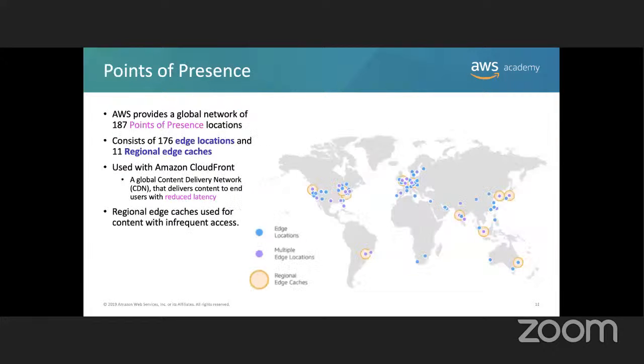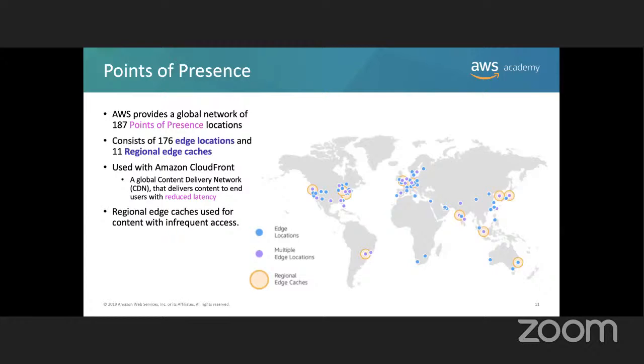Now, points of presence. AWS provides a global network of 187 points of presence locations. Amazon CloudFront is a content delivery network, CDN. This is the service that works with all these points of presence. Those 187 points of presence consist of 176 edge locations and 11 regional edge caches. The edge locations work with CloudFront to deliver cached information to the customers.